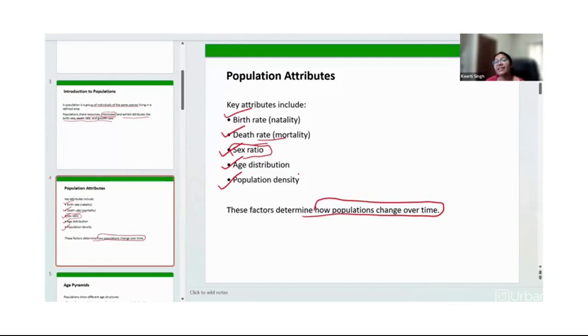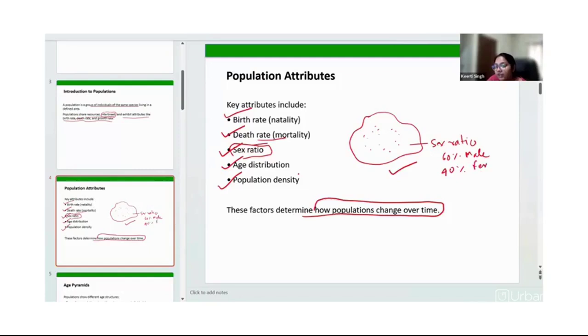We will not talk about sex ratio. But when we are considering an area where a number of people are living, then we will say what is the sex ratio of this population inhabiting this particular area. What is the percentage of male and female? Let's say this population is having 60% male, 40% female. So this is sex ratio.